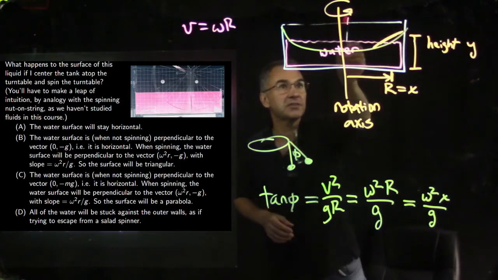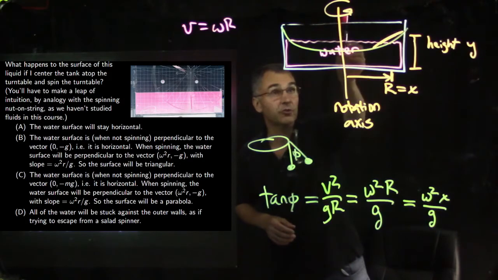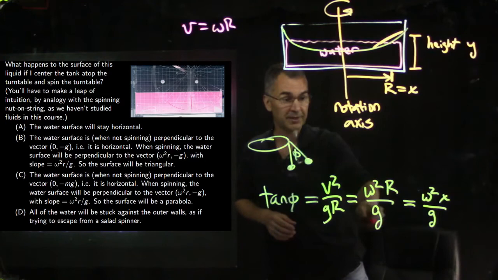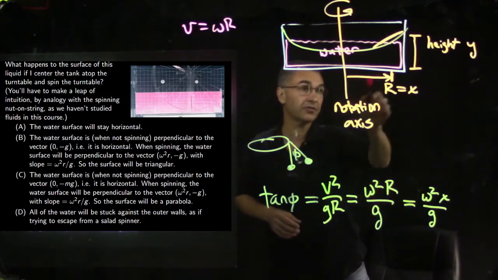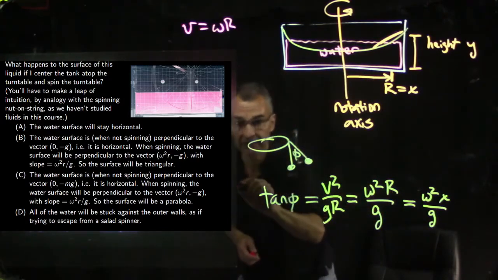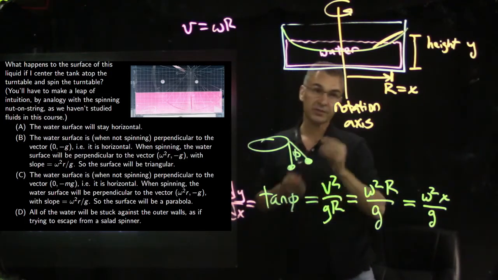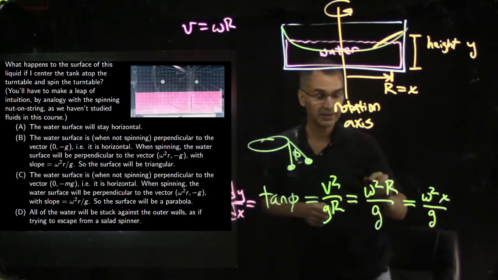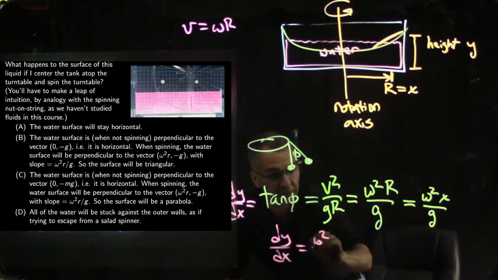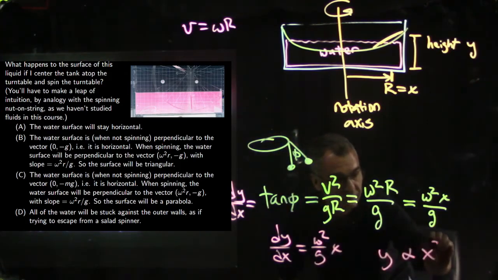And I claim that we'll see the tangent of the angle of the water surface with respect to the horizontal in this case should go like this ratio, omega squared r over g. And if x is how far out we are, it's omega squared x over g. Also, this tangent of this angle is basically dy by dx. So it's like rise over run as the tangent of this angle. So I claim that we have dy by dx is omega squared over g times x, and then that gives me y is proportional to x squared, which is a parabola.